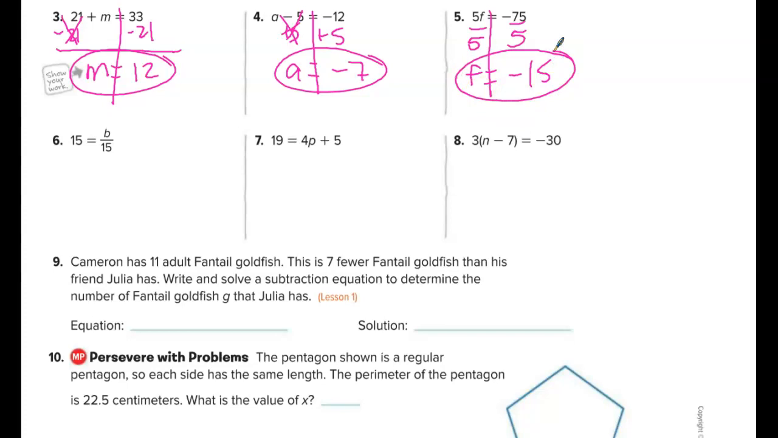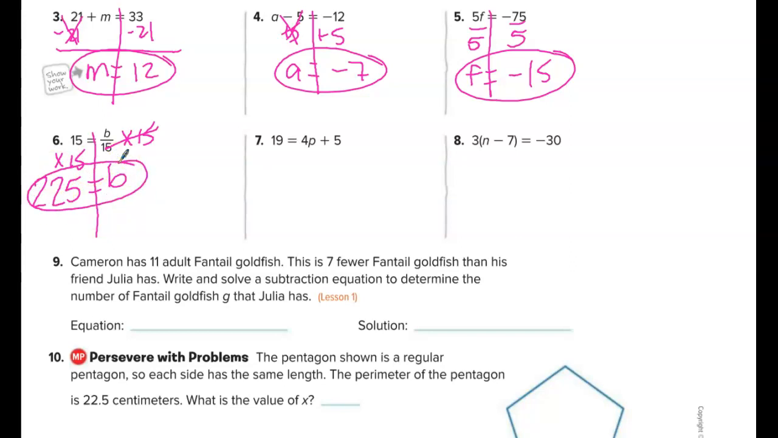Okay. Wyatt, what'd you do on number 6? Okay. So what operation are b and 15 right now? Divide. So what's the opposite? So I would multiply by 15. Multiply by 15. So b equals what? Sam? 225. Yes.